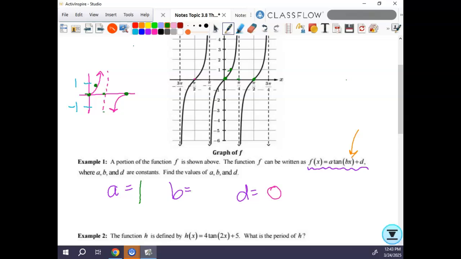And then since I already found the beginning and the end, I can see that the period here is pi halves. But that's not B. That's what gets me B, right? So to find B, what goes in the numerator for tangent? Pi. So it's pi over pi halves. You go ahead and work that out.